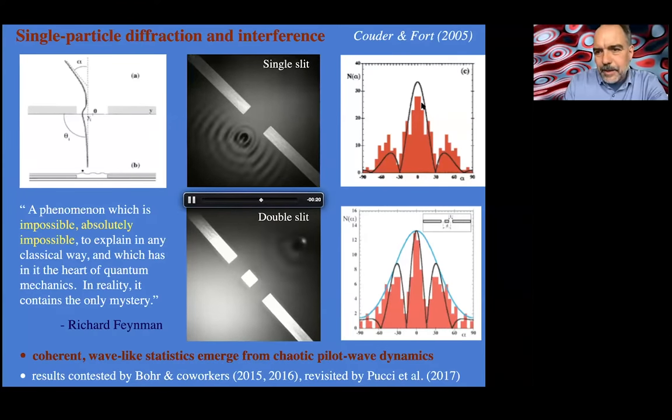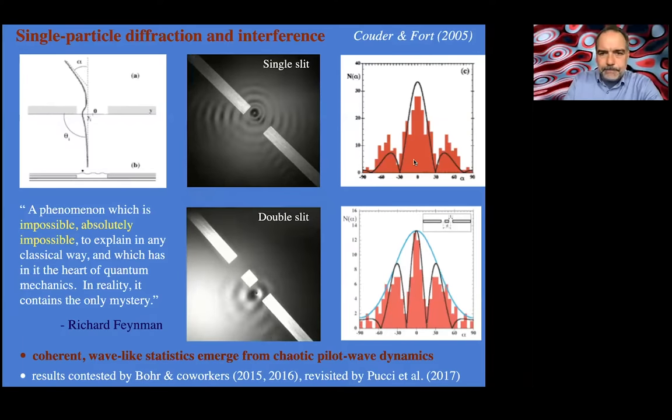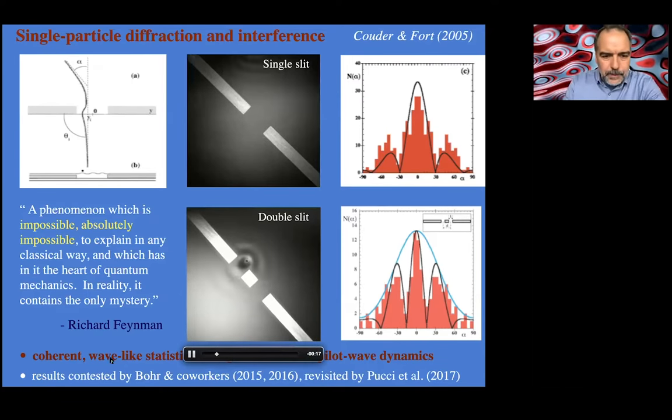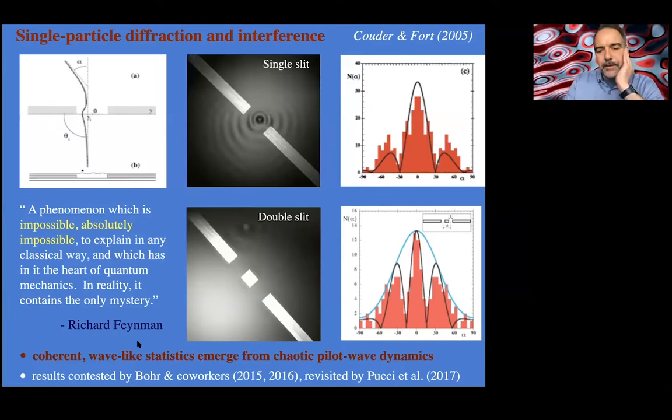And so this is the number density of alpha. And you can see it has this three-peaked form, right? And so you can see here how a sort of coherent wave-like statistics emerge from chaotic pilot wave dynamics. Now, these results were contested by Andersen and co-workers in a couple of papers and revisited by us in a JFM paper.